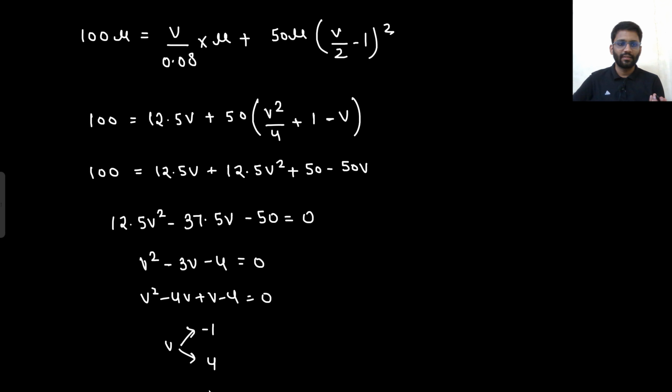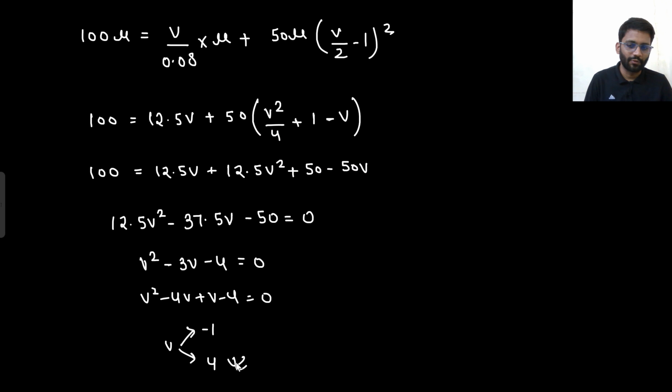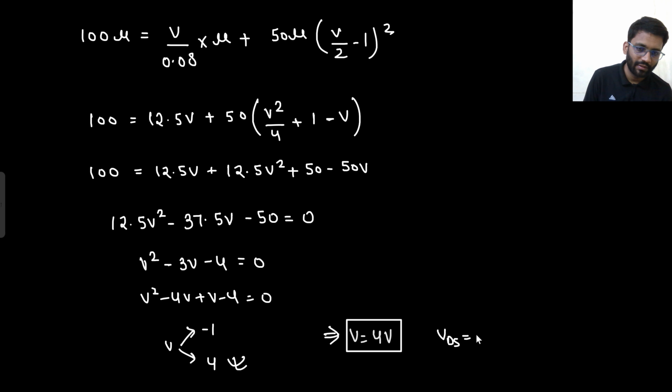What will be the correct answer? You already know. This will be the correct one, because V cannot be negative. If V is negative, the transistor will be off. So V cannot be negative. V is 4. So your final answer is V is 4 volt. So if V is 4 volt, that means your VDS is 4 volt and VGS is 2 volt.